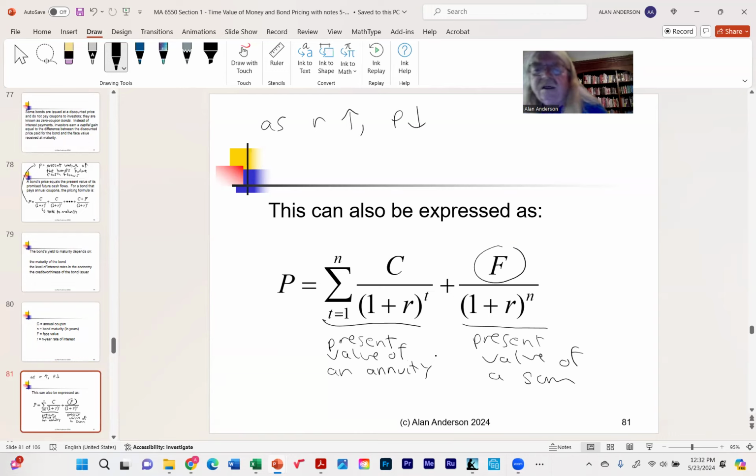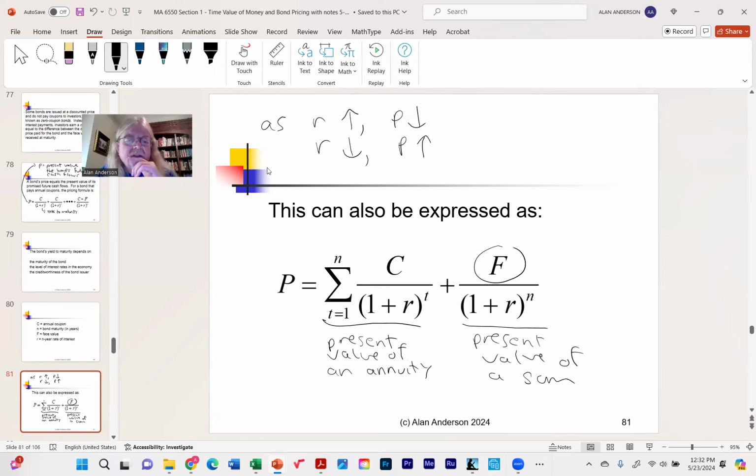to fall because R is in the denominator. It's just algebraically that simple. As R falls, P has to go up because you're reducing the size of the denominator in all those terms. So right here in a nutshell, this is why this is happening. And by the way, you can also draw this. If I took the same bond and repriced it with different levels of R, I would end up with a relationship that looks something like this.